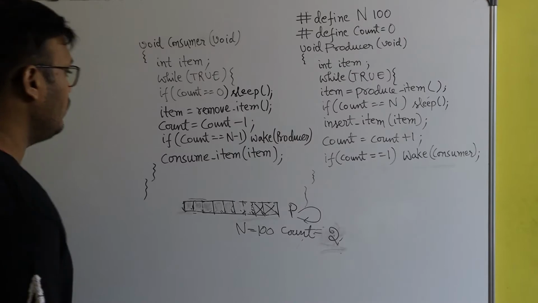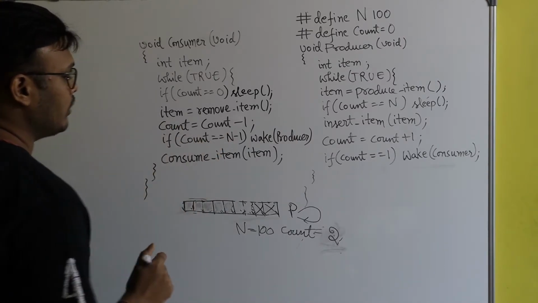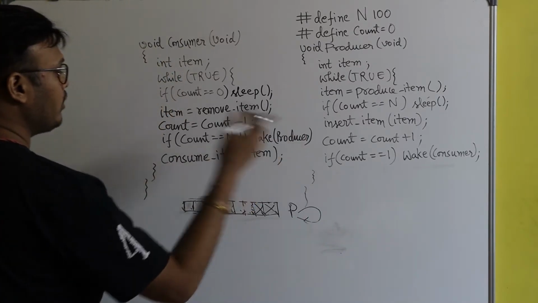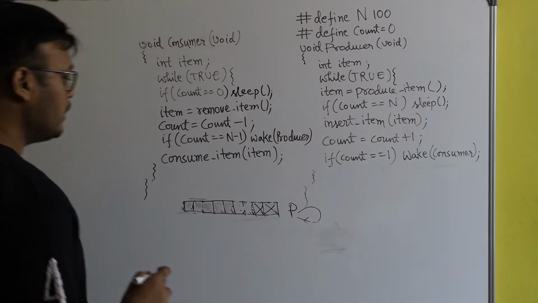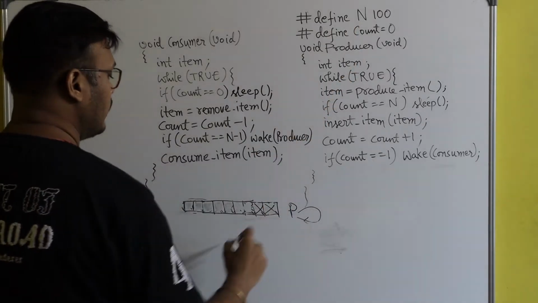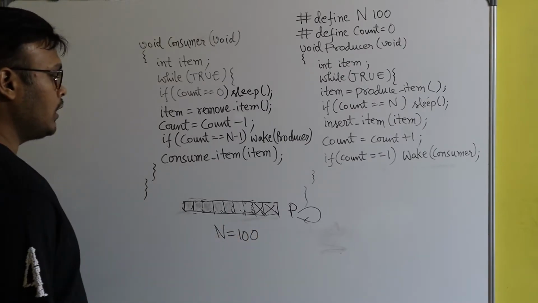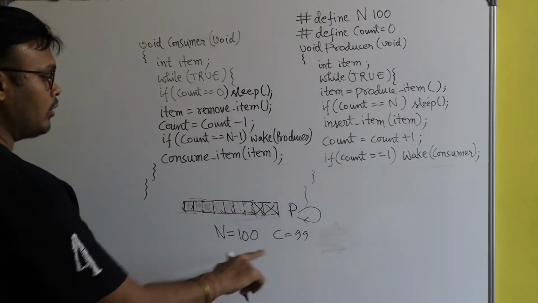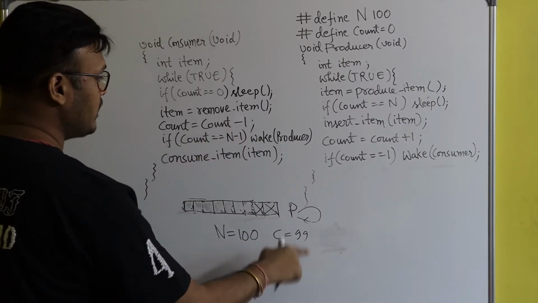Fine. And after that, here you see, if count equal to n minus 1. Fine. If count is equal to n minus 1, wake producer. Here count is equal to n minus 1 means what? Suppose the number of slots in the buffer is 100. Okay. And if count is equal to 99. How is count equal to 99? Because here you see I have written n minus 1. So 100 minus 1 is 99.